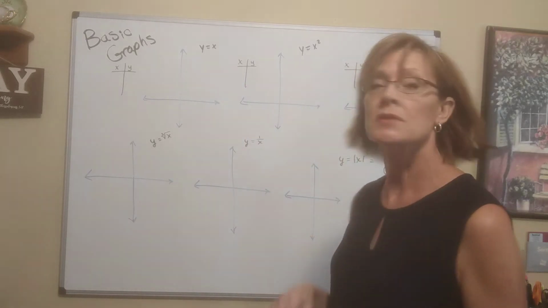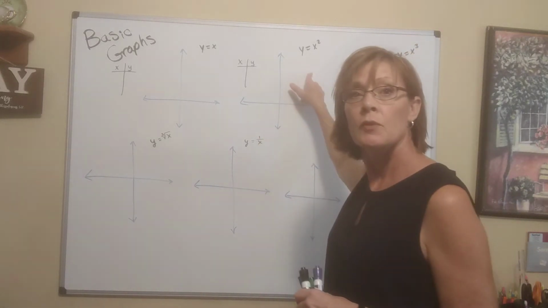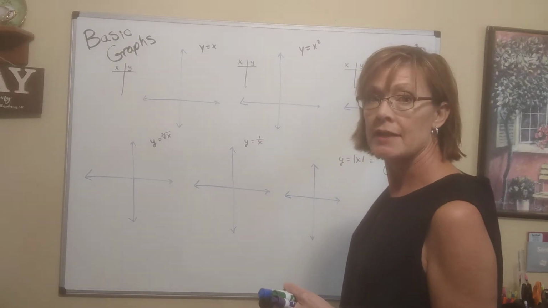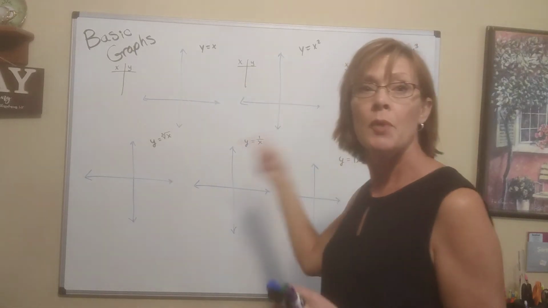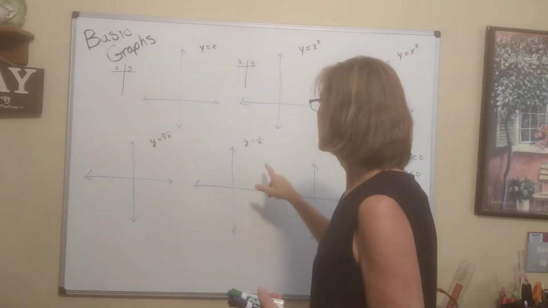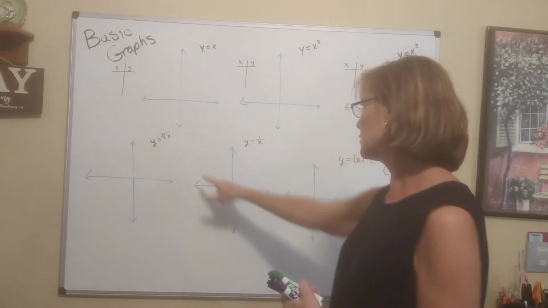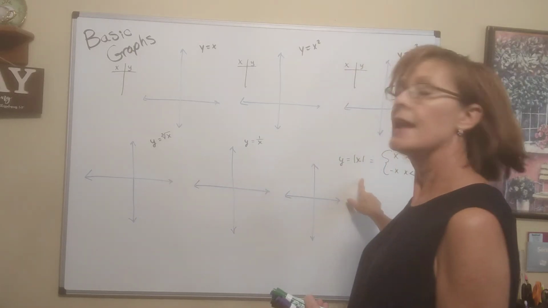The first one is y equals x, which is a line. The next one is y equals x squared, which is a parabola. And then we have a cubic function, y equals x cubed. So these are all examples of polynomials. Those three are. Y equals the cube root of x, which is a radical function, y equals 1 over x, a rational function, and the absolute value of x.